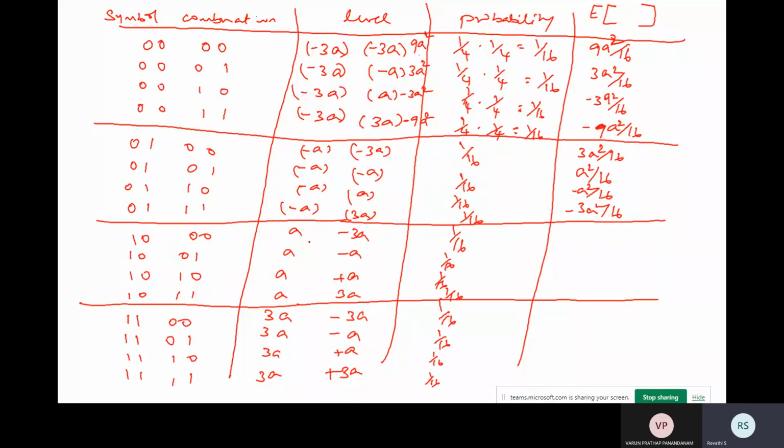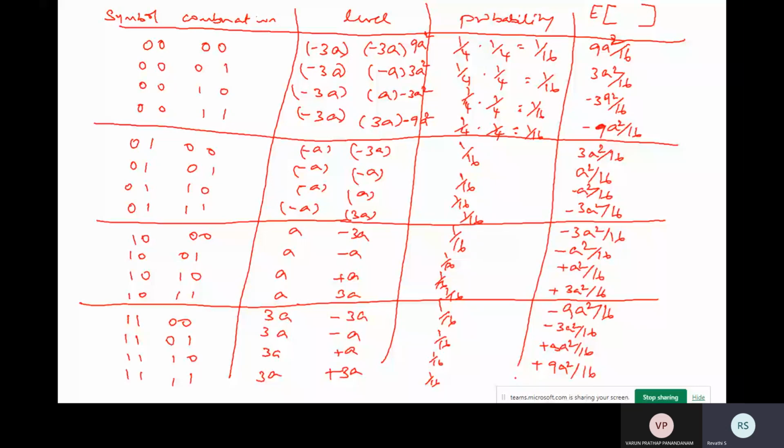Okay, and here the next for this combination of the rows you get minus 3a square by 16, minus a square by 16, plus a square by 16, plus 3a square by 16. Similarly for the final segment, minus 9a square by 16, minus 3a square by 16, plus 3a square by 16 and plus 9a square by 16. Okay, so now finally to find RA of n, you take the expectation of the individual components and just add the expectations of all these individual components to get RA of n.